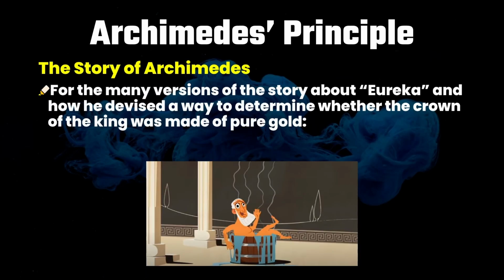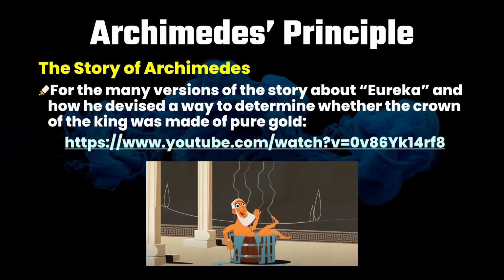There are many versions of the story of Archimedes. The story about Eureka and how he devised a way to determine whether the crown of the king was made of pure gold. I'll post a link here, just click the link if you want to watch the story behind this.